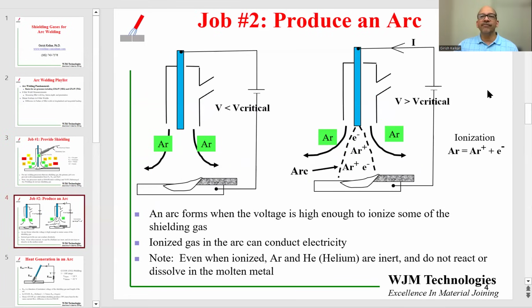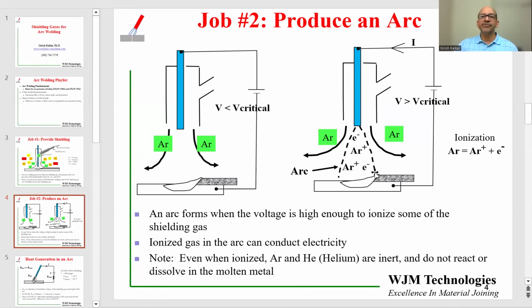The second job of the shielding gas is to provide a channel to create the arc so that the electrical energy can be conducted through that arc. So I'm showing you two schematics. The schematic on the left, again, shows a welding gun with a welding electrode and connected to the electrical circuit, and the argon gas is flowing. However, in this case, the voltage applied is not sufficient to produce a stable arc, and hence the arc cannot form, and hence we cannot do any welding.